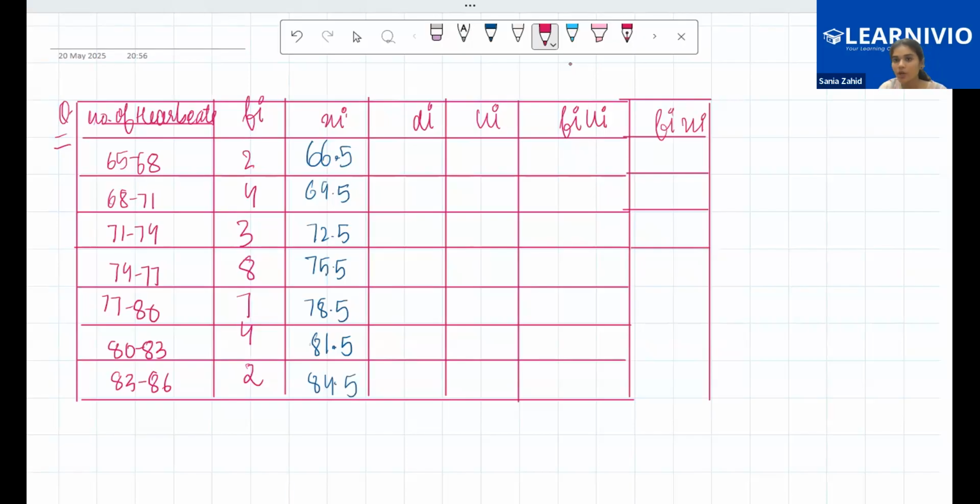First, you will multiply all of this. So 66.5 into 2 you have, right? So you get 133. Okay, next. 278. Okay, next. 217.5. Okay, next.